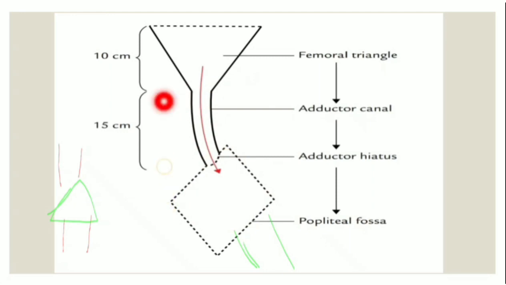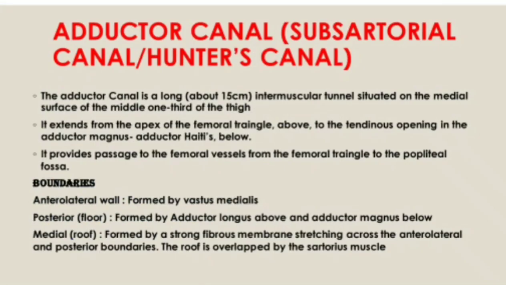What is the purpose of the adductor canal? Nothing but the contents of the femoral triangle have to enter the popliteal fossa through a passage that is called the adductor canal. Okay. So can you see this intermuscular tunnel? It is a full muscle tunnel situated on the medial side, on the middle 1/3 of the thigh.